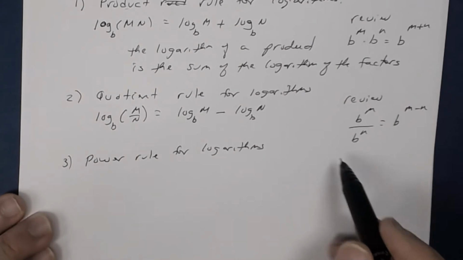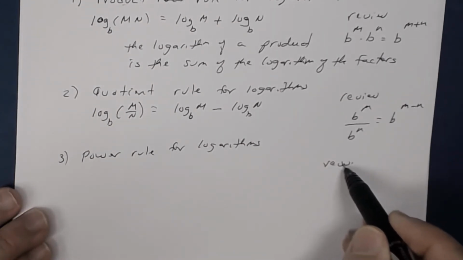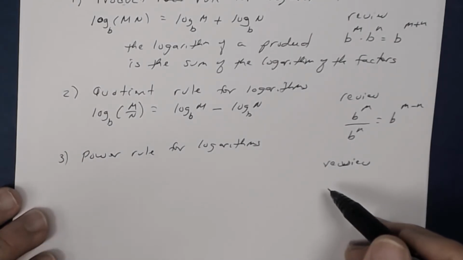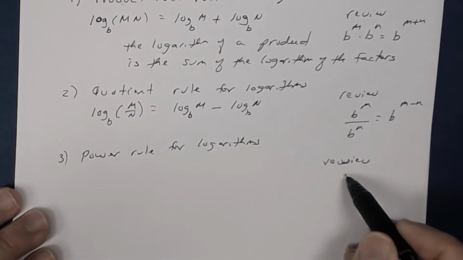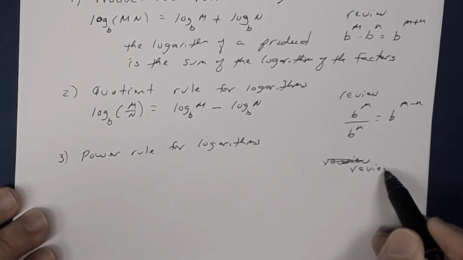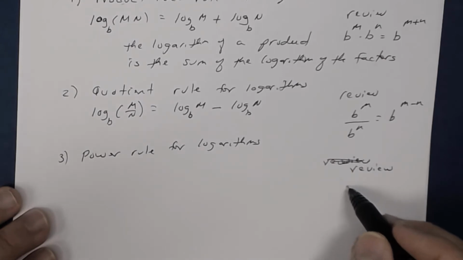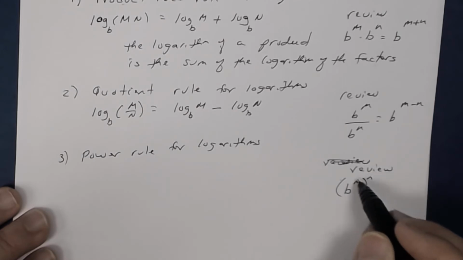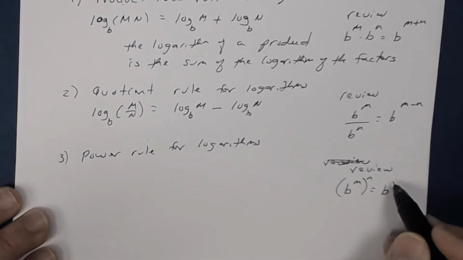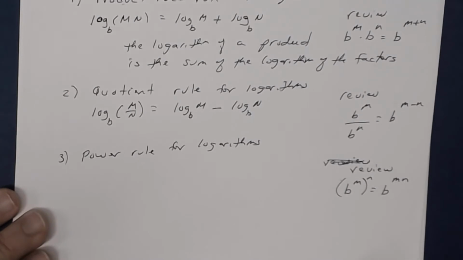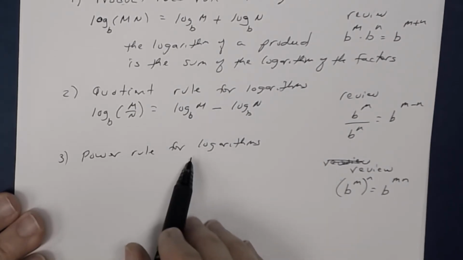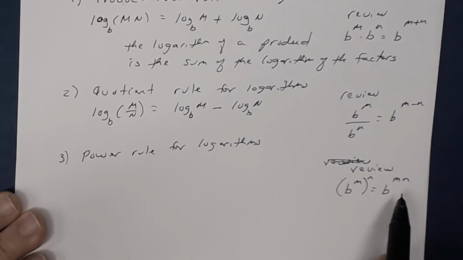All right, so let's review. Let's talk about the power rule for exponents. Remember, this is review. When we did the power rule for exponents, we had something like b to the m raised to the n power. When you have a power raised to a power, you multiply. So b to the m times n. We multiplied the exponents. So the power rule, when we look at it, is going to involve a multiplication. You're going to see what that means.